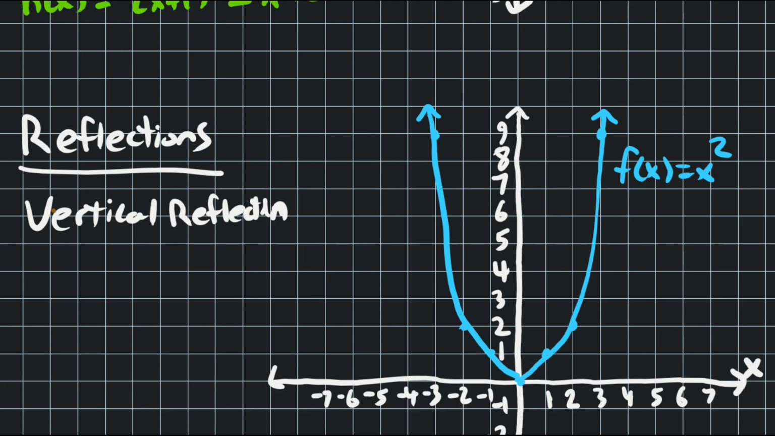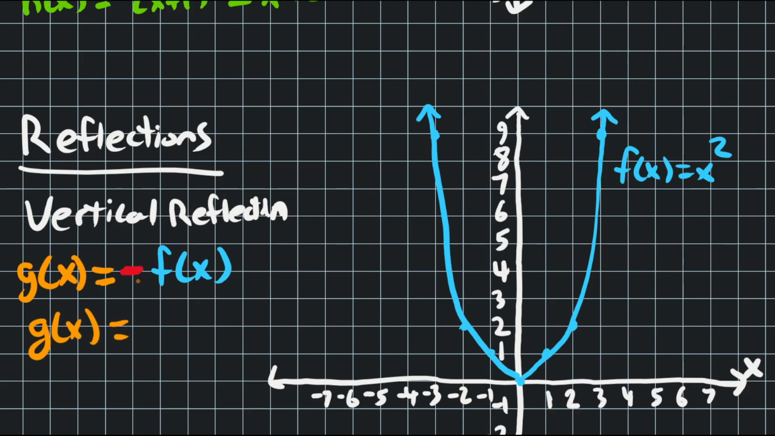So how does a vertical reflection work? Well, let's go ahead and write down the function g of x. And that will equal, and we have f of x right here. So how do we reflect it across the x-axis? How do we flip it upside down? Well, what we're going to do is just put a negative in front of it. Putting that negative in front of it will reflect it across the x-axis.